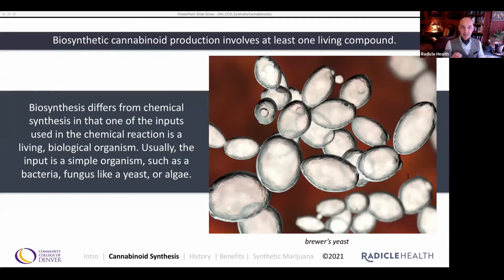Biosynthesis in the context of synthetic cannabinoid production refers to the use of a biological or living organism, and they use those as the agents in the controlled chemical reaction, again, to yield the desired output, or in our case, to yield the desired cannabinoids. So biosynthesis differs from chemical synthesis in that one of the inputs used in the chemical reaction is a living biological organism. And usually that input is a very simple organism. It's something like a bacteria or a fungus, like a yeast or an algae.